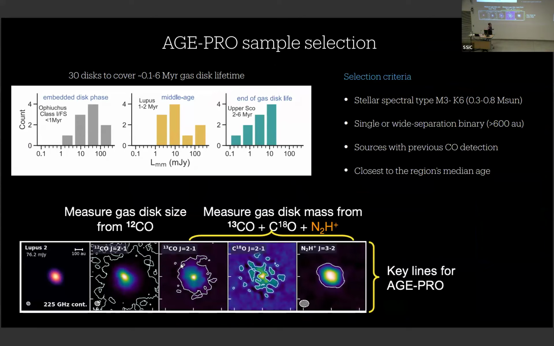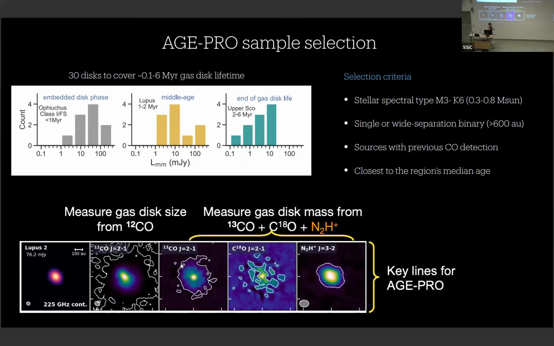All right, so we decided to probe 3 different star-forming regions. You can see here on the top Ophiuchus, which is meant to represent the early stage. And then we have Lupus, the intermediate stage, and then Upper Sco, which is the final disk dispersal.